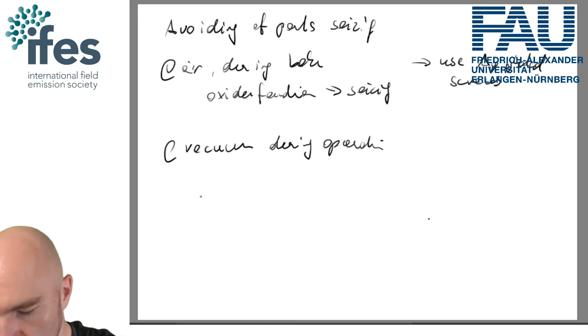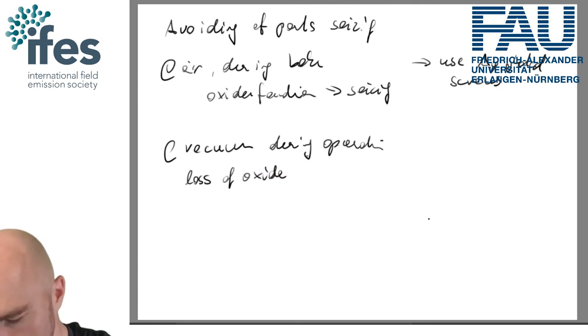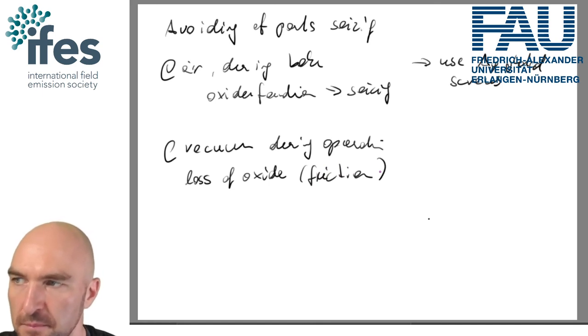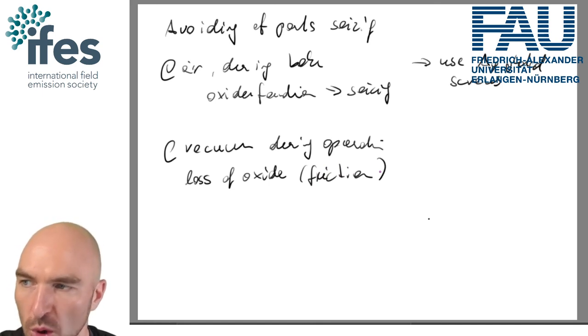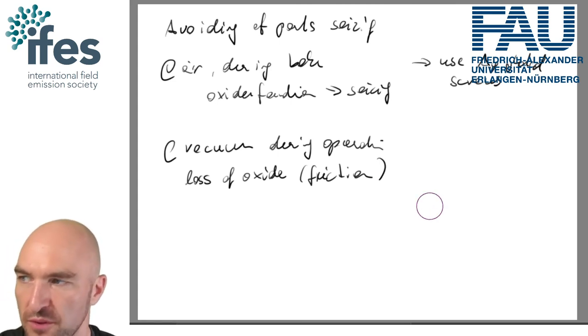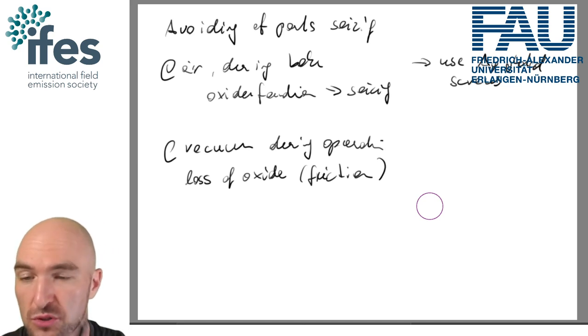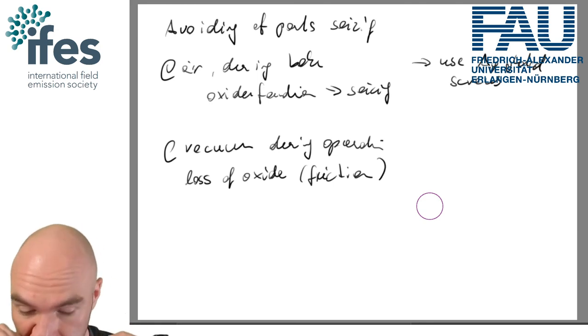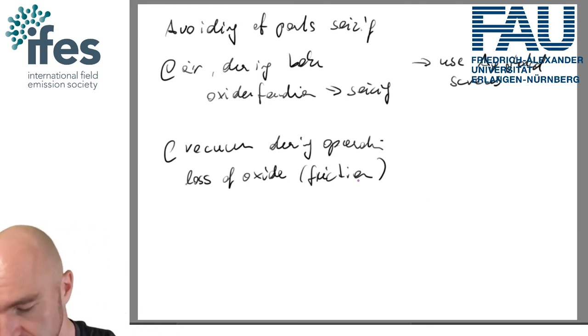And at vacuum during operation, we can have a loss of oxide, usually because of friction. And if we have a loss of oxide, then we can get cold welding between the parts. And I remember when I started doing atom probe, it was on an Oxford Nanoscience atom probe, where you needed to screw the sample holders into some kind of small barrel and they used to seize up all the time. And here it's a loss of oxide.